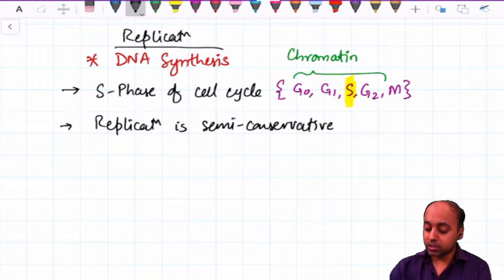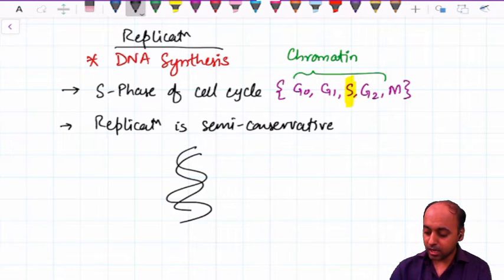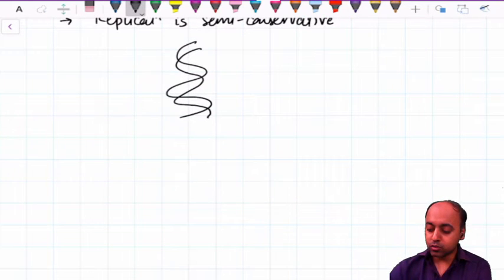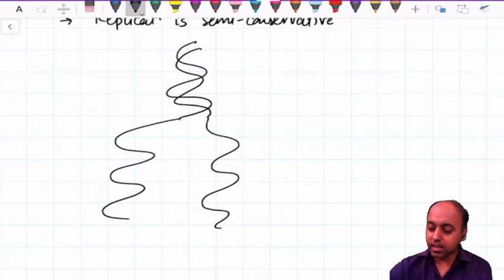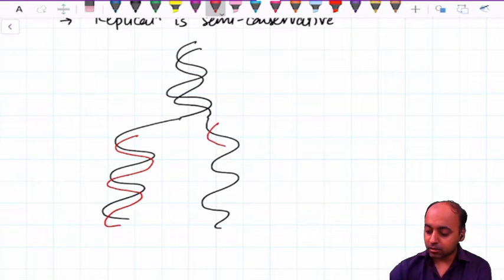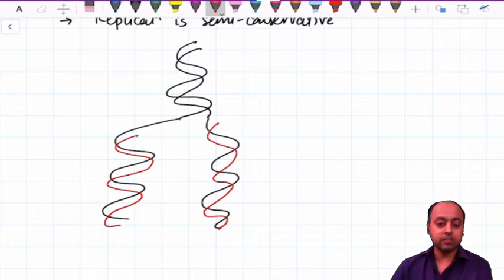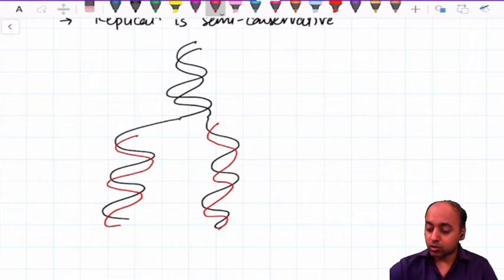I will show you. See, if this is the DNA and you are going to replicate it, then what you will do? First, you will unwind the two strands. So the two strands are now like this, and then you will use each of the strand as a template and synthesize a complementary strand. This is how we are going to do the DNA synthesis. You synthesize the complementary strand. So now we say, okay, this is the new DNA and this is the new DNA.